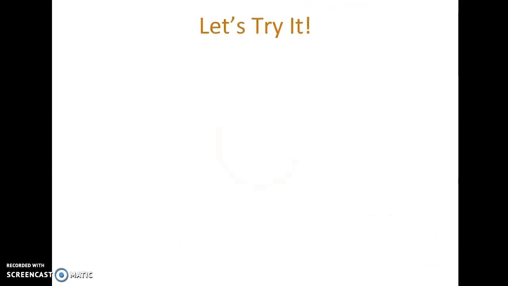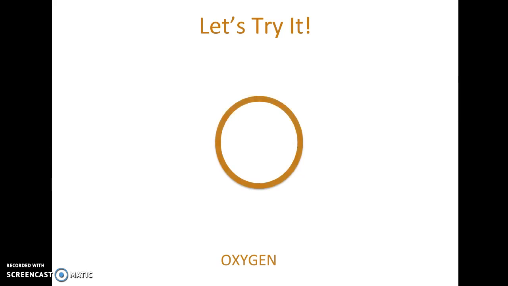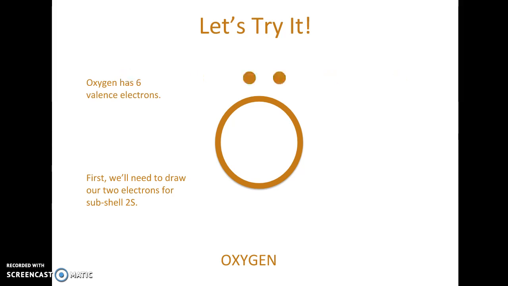Let's try it. We will be using oxygen as an example. Oxygen has 6 valence electrons. First, we will need to draw our 2 electrons for subshell 2s. Now, let's add our remaining 4 electrons belonging to subshell 2p. And our Lewis dot structure is complete.